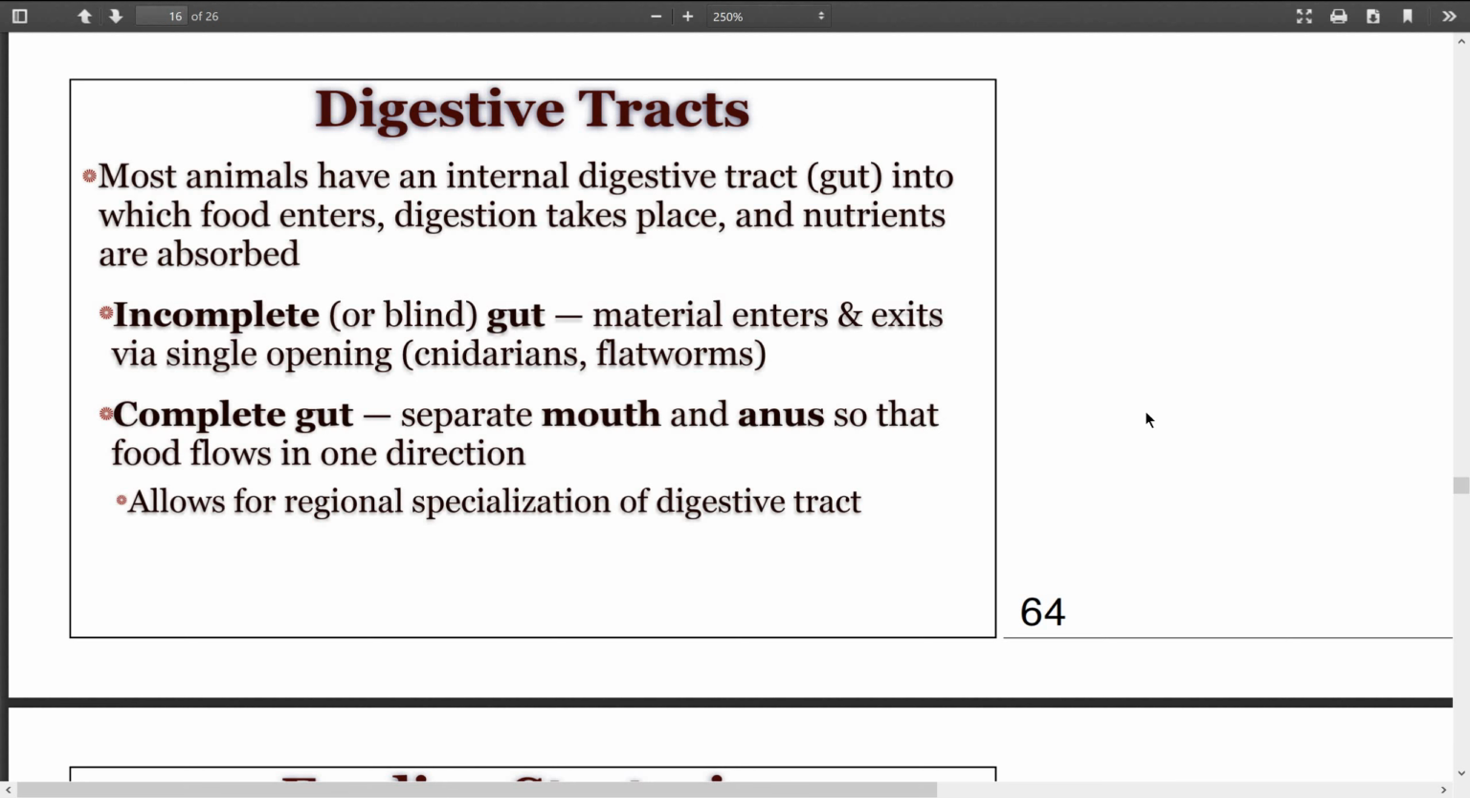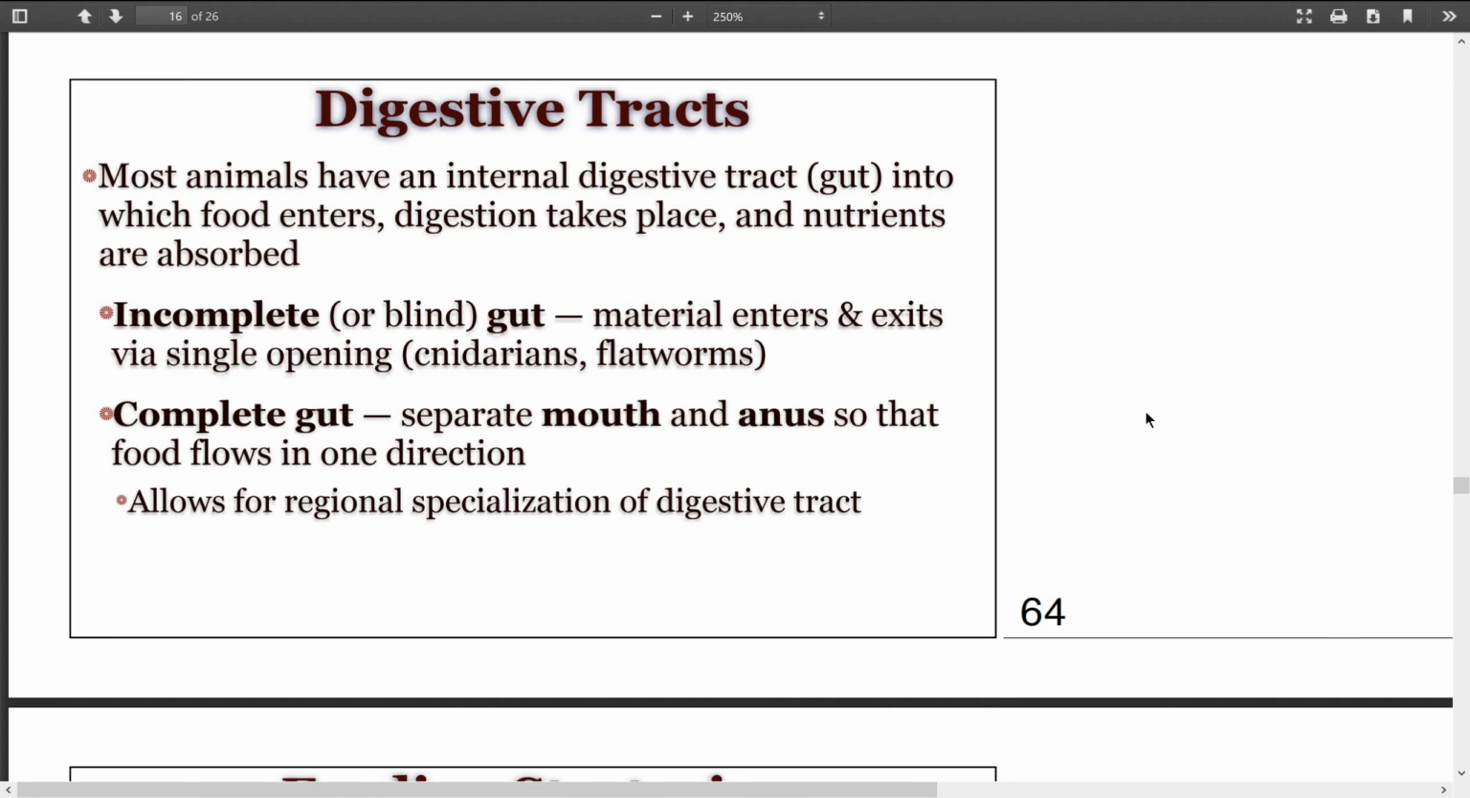So that means that you have to completely process your food, get rid of any undigestible waste before you can eat again. While with a complete gut, you can have some food come in, and you can keep eating even as the others before you eliminate all of the other waste. You have a single directional flow of food, and so that makes that gut more efficient, that you can continue to keep eating.